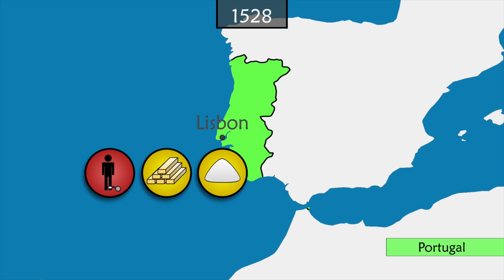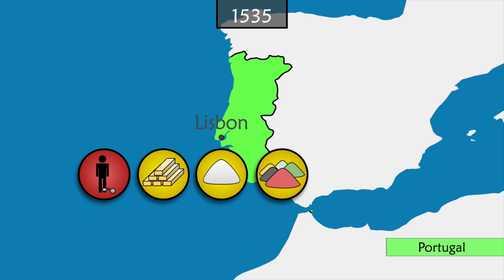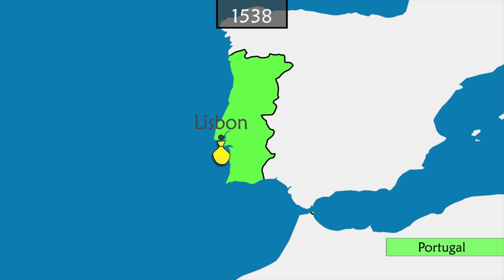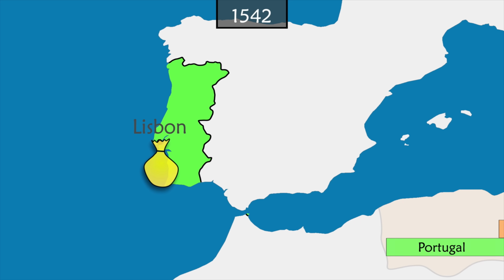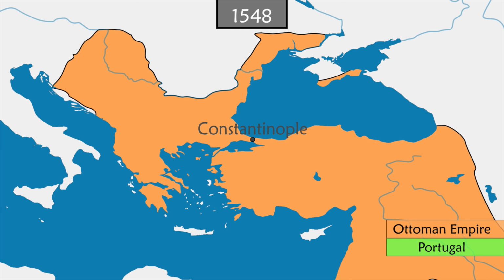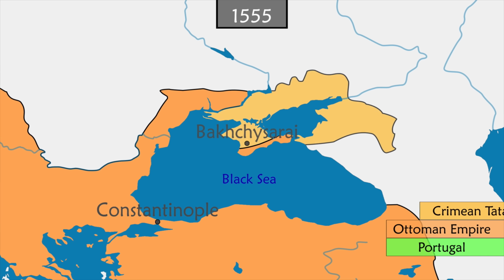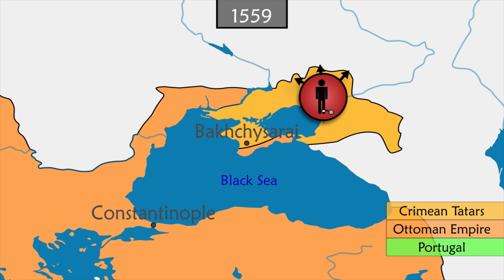Slaves, gold, sugar, and spices coming from Asia are making Portugal very rich, and in less than a century, Lisbon becomes the richest city in Europe. Further east, the Ottoman Empire, which has seized Constantinople, now dominates the trade routes. In the Black Sea, the Crimean Tatars provide it with slaves from abductions.